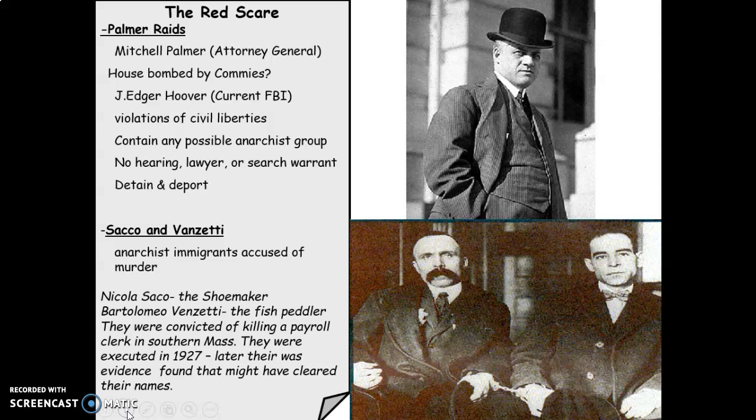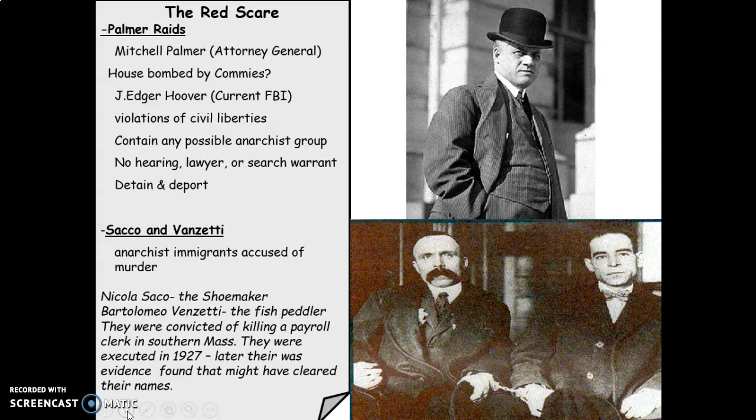J. Edgar Hoover, who founded the FBI, worked under Palmer, and he set out, with Palmer's direction, to find these anarchists and anybody who's a threat to our country, and we're going to deport them. As you see, this violates a lot of our civil liberties. Contained possible anarchist group, no hearing, no lawyers, no search warrant. We detain and deport them, but this is how Hoover makes a name for himself, and when they go on to develop the FBI in the late 1920s, 1930s, he'll be the guy tapped for the job, mainly because of what he does here.